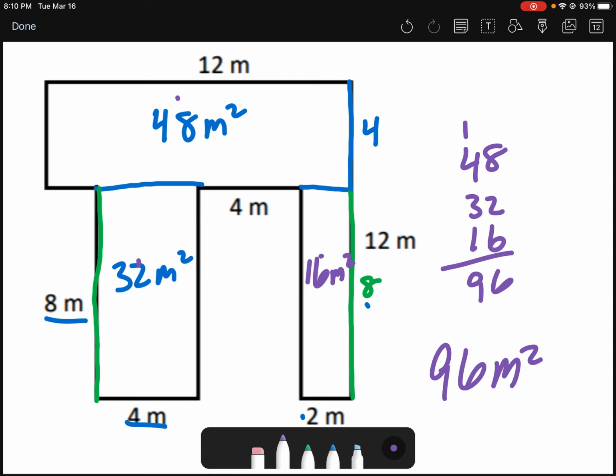If you know of a different way of finding the area of all this, let me know. There's probably many different ways. I'd love to hear.